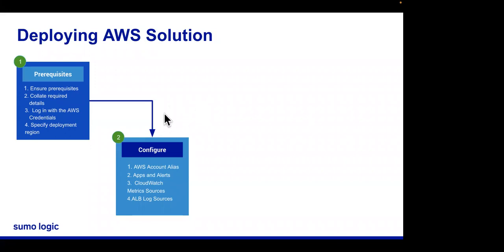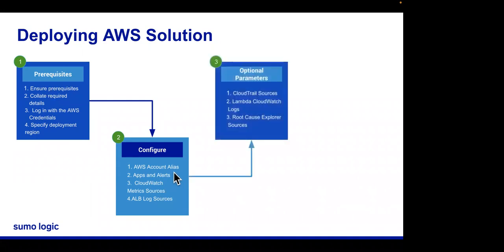There are these two blocks: prerequisites and configure, and it's going to give you a diagram. It says which of the following goes where. One of the four prerequisites is one you want to check, and one of the four configurations. After we configure, we can do some optional parameters. We can talk about our CloudTrail sources, our Lambda CloudWatch logs, and root cause explorer sources.